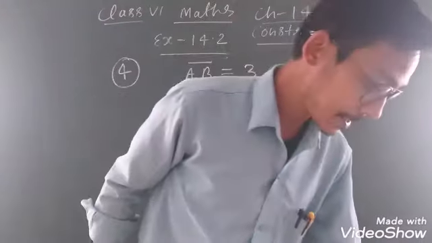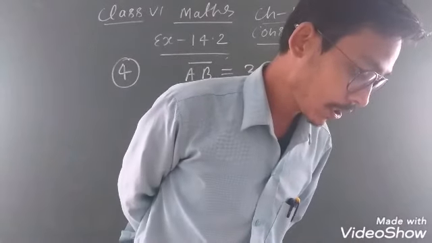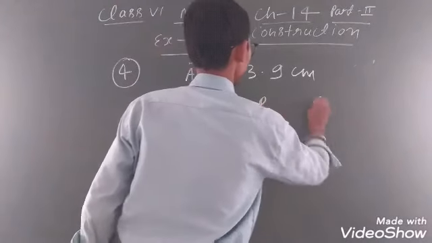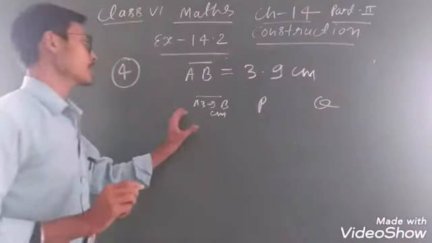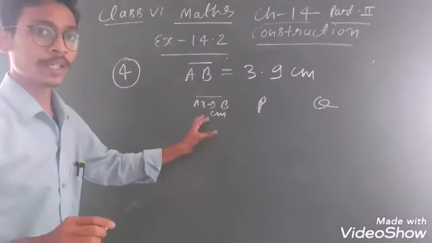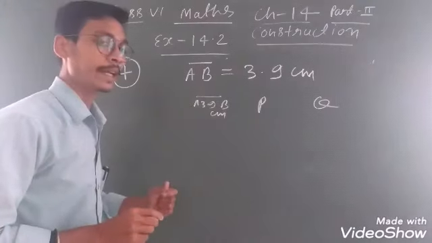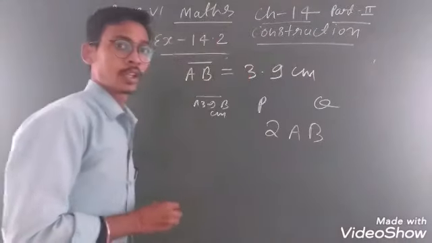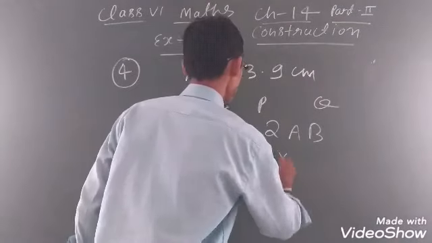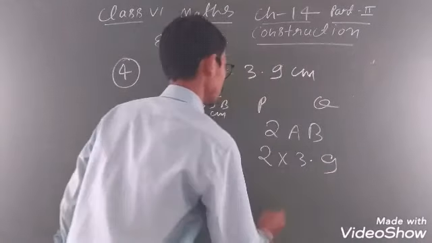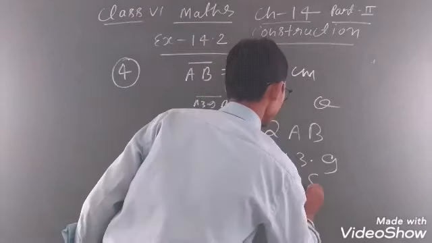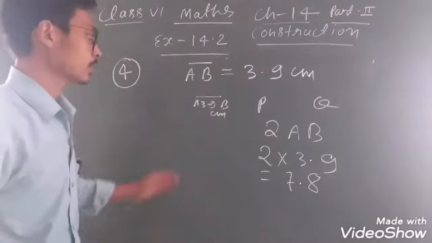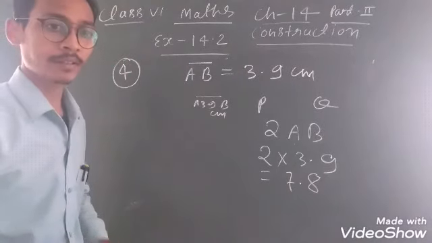Next it is given: construct PQ such that the length of PQ is twice of AB. Clear, students? Look, we draw the PQ which is twice of AB. Now you know that AB is 3.9, and twice of AB means 2 multiplied by 3.9. So what will it come to? 2 nines are 18, 2 threes are 6 plus 1 is 7. Clear, students? So this is our 7.8 centimeters.